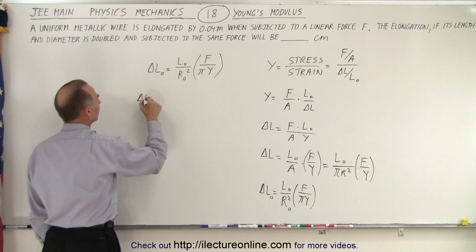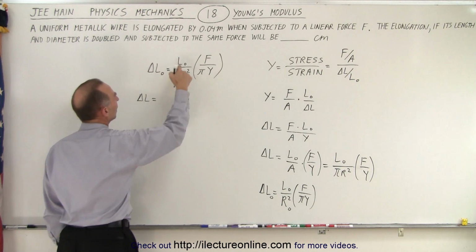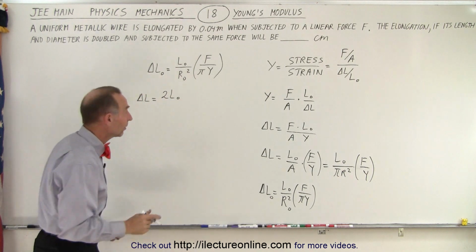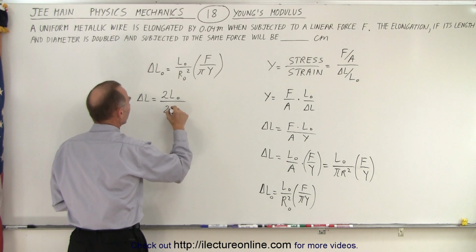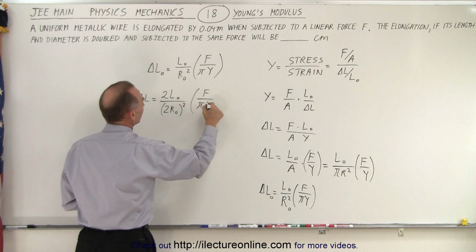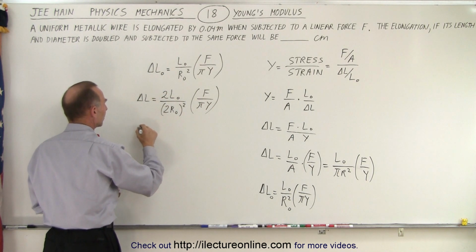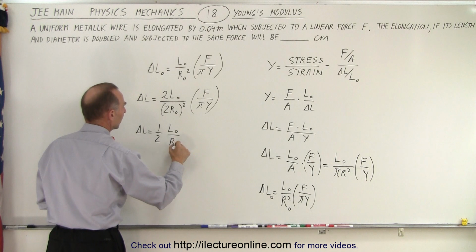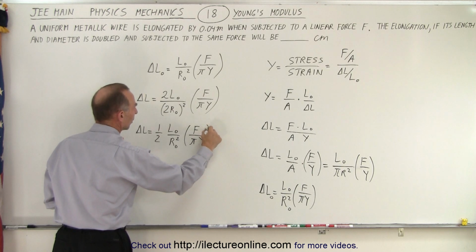So the new change in length is going to be equal to L sub naught changing to 2 times L sub naught, because we're doubling the length, and we're also doubling the diameter, which is the same as doubling the radius. So it's going to be 2r sub naught quantity squared, times force divided by pi and Young's modulus, like this. So 2 squared is 4, 2 in the numerator, 4 in the denominator, so we end up with delta L equal to 1 over 2 times L sub naught over r sub naught squared times F over pi Y.